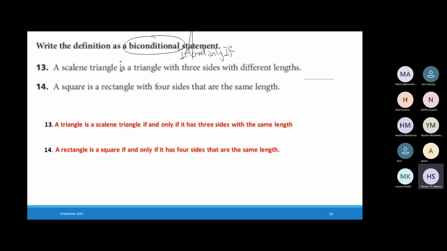The second one. A square is a rectangle with 4 sides that are the same length. How do you write it? Just a minute. Bravo. That's it. Got it now?